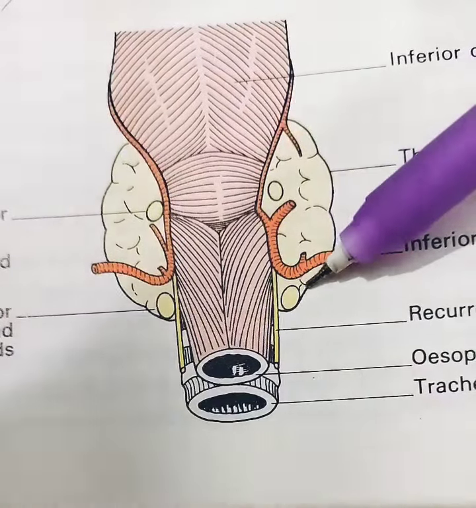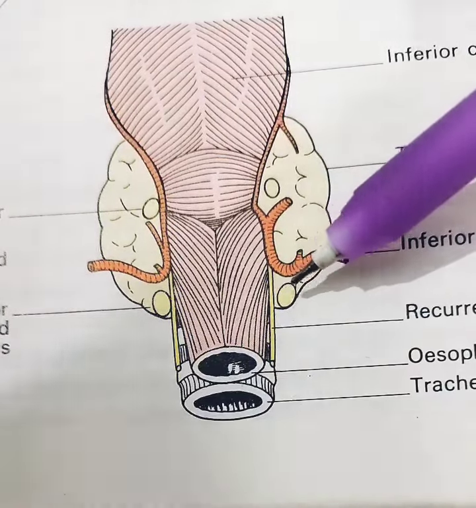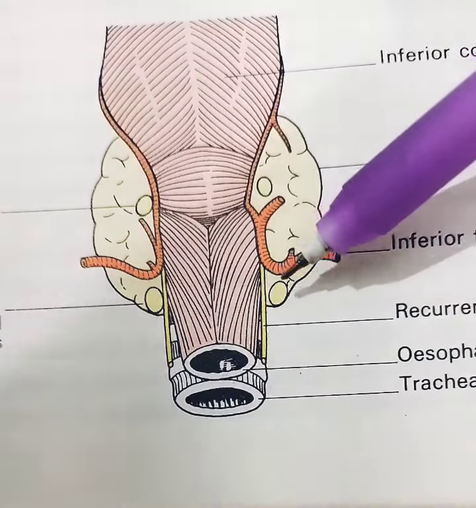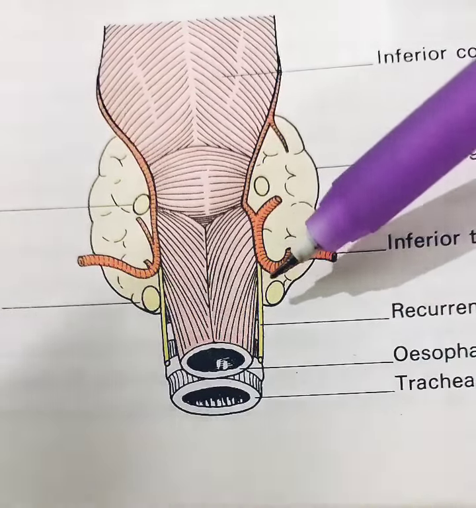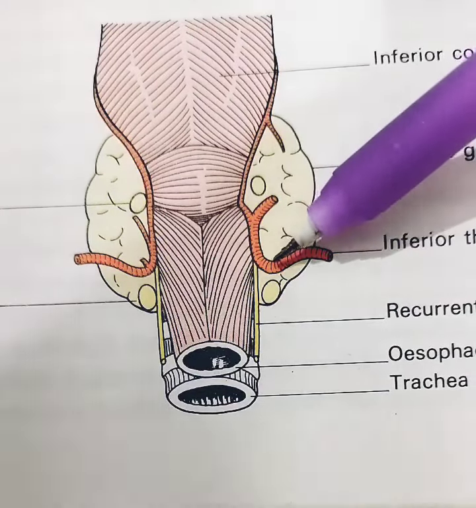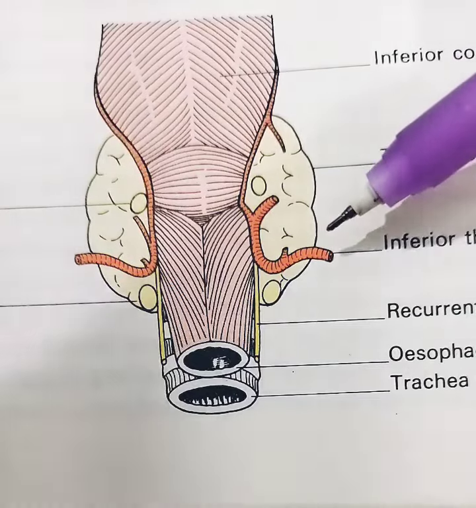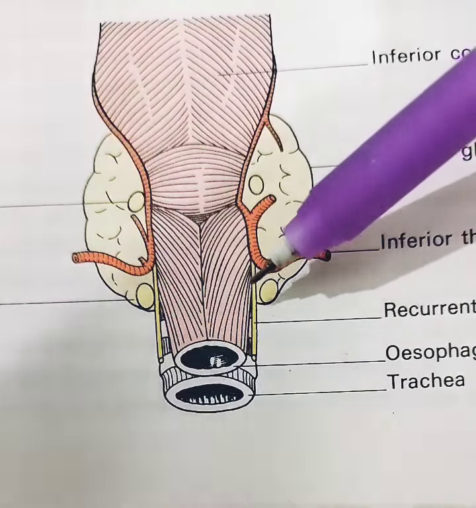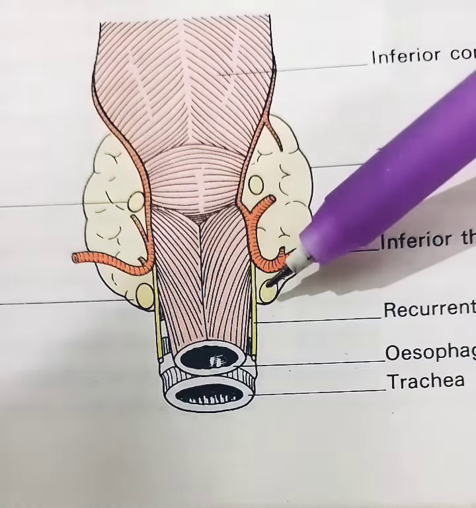The location of the inferior parathyroid gland varies. It has some developmental explanation, and it is situated mainly just below the inferior thyroid artery, or within 1 centimeter of the inferior pole.